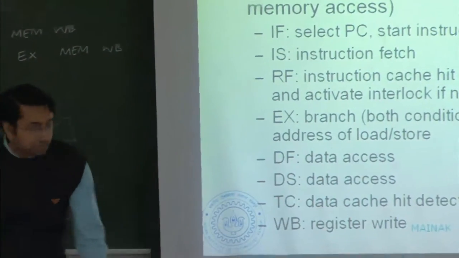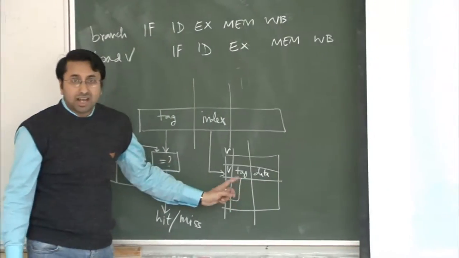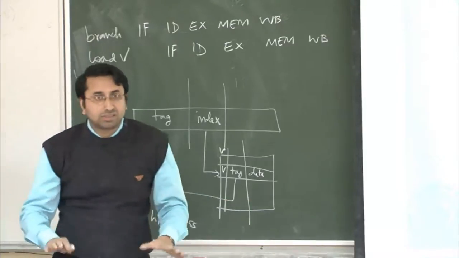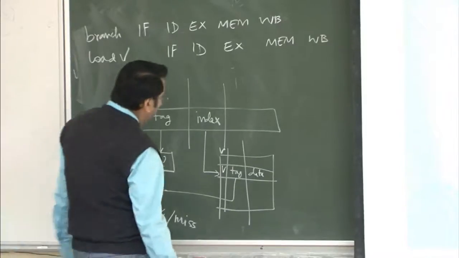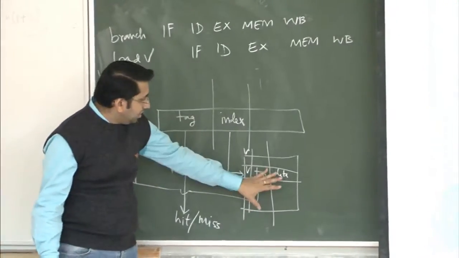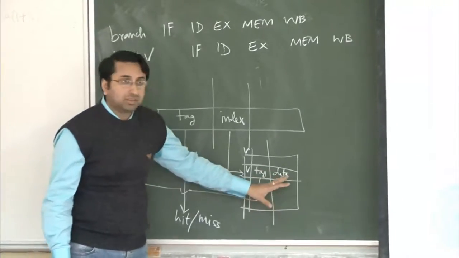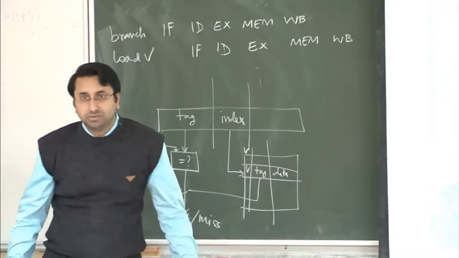Why does it help? It helps because now these two operations are not serialized: tag access, tag check, and data access. I can do them in parallel, so I can save time. What am I losing? I'm losing a lot of power in my cache. I actually spend a lot of energy here because some of the data accesses are going to be useless. So I end up burning energy.